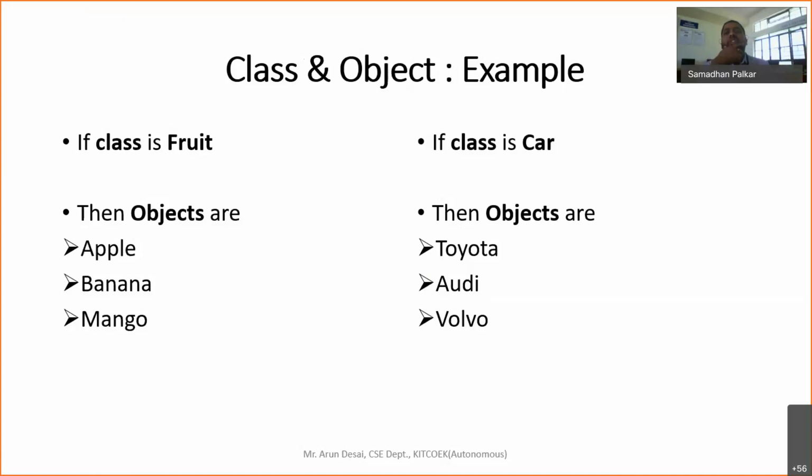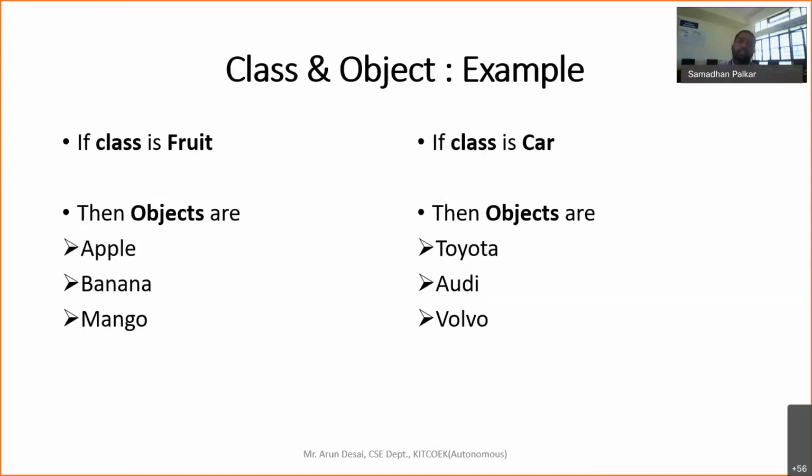Okay, thank you. Now, about class and object. Examples are there on your screen. If we treat fruit as a class, then what all objects are there? Apple is an object for class fruit. You can say banana is an object for a class of fruit. Then you can say mango is also an object.